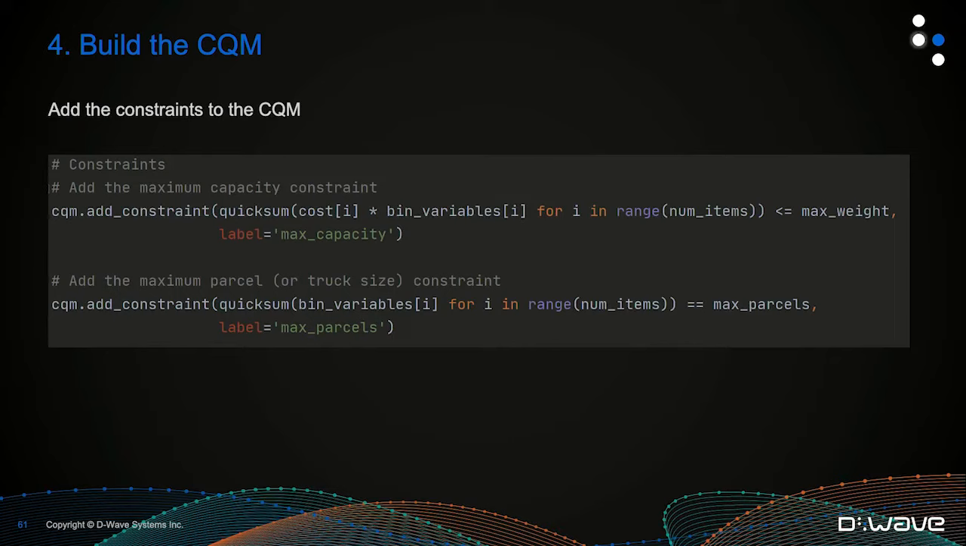So that's a possibility. I'm also labeling the constraints here. So I'm labeling the first constraint, max capacity, and the second one, max parcels. This is recommended so that it's easier to track what constraints you have in the model and access information about each constraint from the sample set. If you don't label the constraints, just a random string will be generated. So it's hard to parse out what the constraint actually is from a random string. So again, this label is recommended.